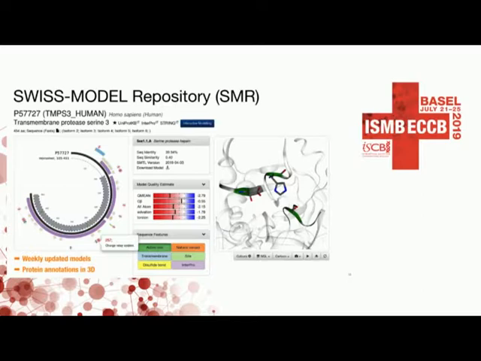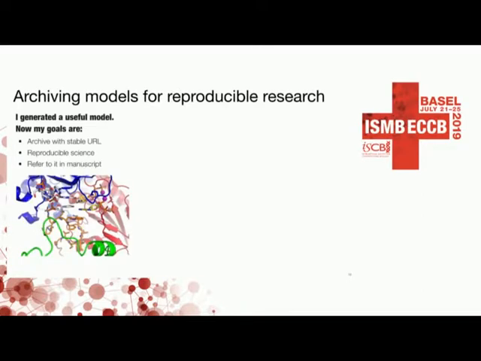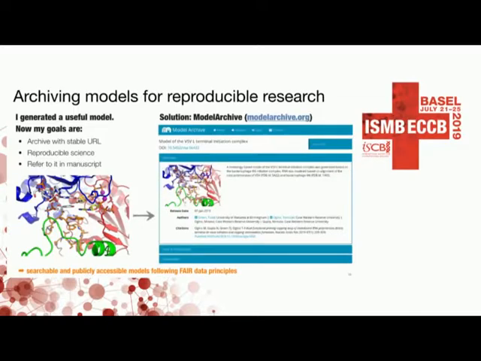Now, a second problem is once you have a useful model and you use it in your research, what do you want to do with it? Like you wrote a manuscript, you refer to the model that you have, you will describe what you did to generate it, but you need to store it somewhere. With experimental structures, you will put it in the PDB. With hybrid structures in PDB-Dev, and if you have a theoretical computational model like homology modeling or de novo modeling, the solution is called ModelArchive. That's also run by us.